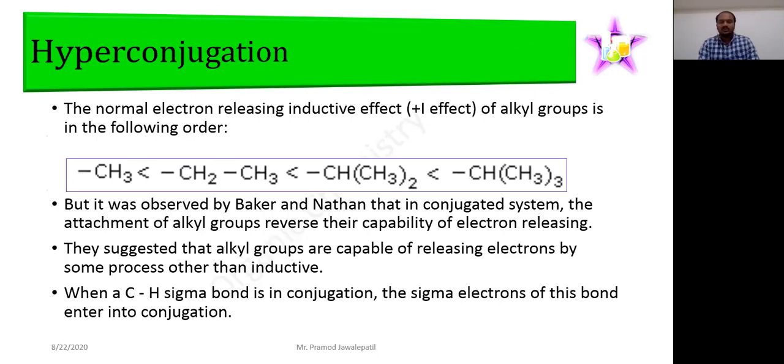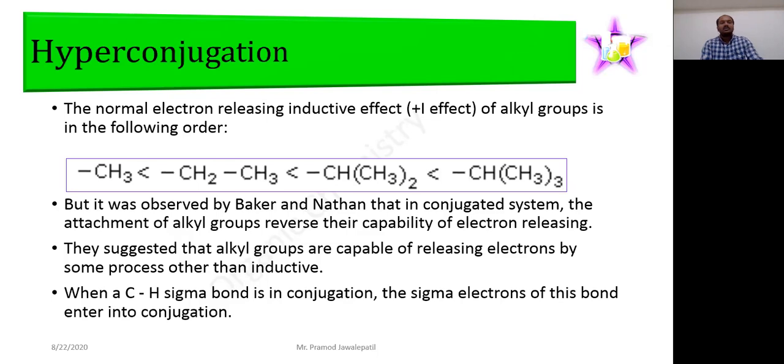Friends, hyperconjugation. You have already learned this concept at graduation level, but here we revise it again. You know about the inductive effect and electronic effects like the mesomeric effect. In the inductive effect there are two effects, plus I effect and minus I effect. When electrons are released, we call it a plus I effect, and when electrons are accepted, we call it a minus I effect.